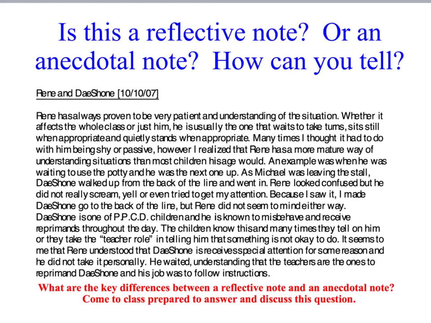And I'd like everyone to come to class prepared to answer and discuss this question so that we can be sure that everyone ends up with a clear understanding about the different purposes and the different uses of those two types of assessment notes. So I will see you soon, and we'll continue this conversation face to face.